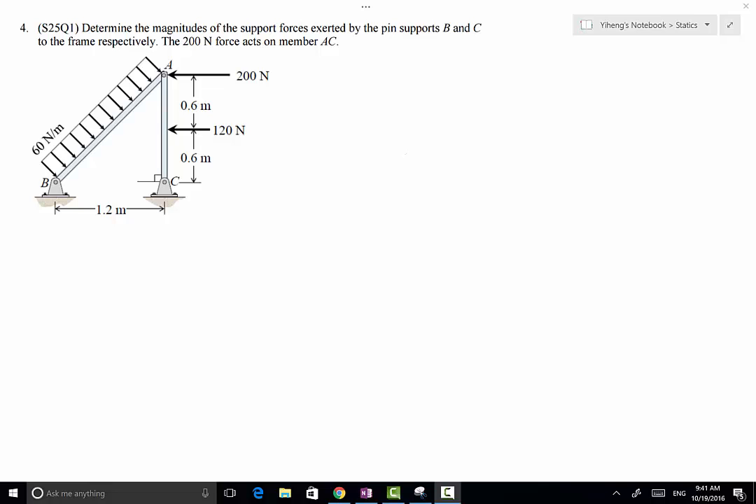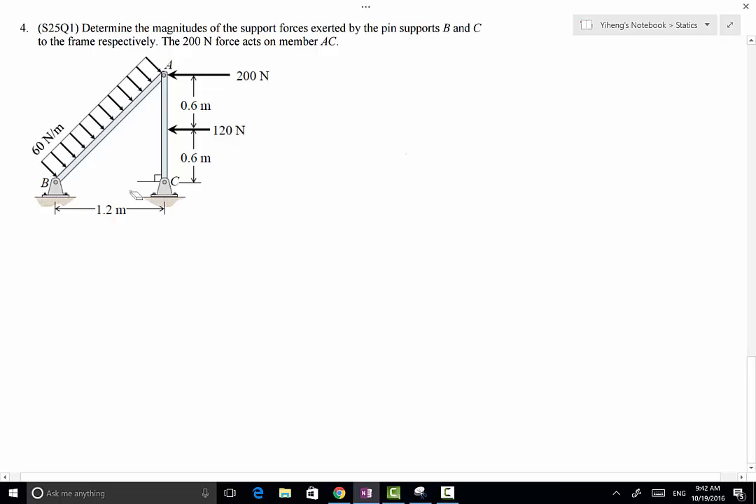In this problem, we have two members, AB and AC, joined together at point A by a pin, and they form a frame. The frame is supported by a pin support at point B and a pin support at point C, and we need to determine the support reactions at B and C.